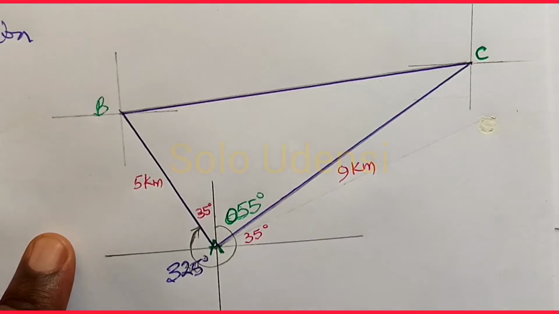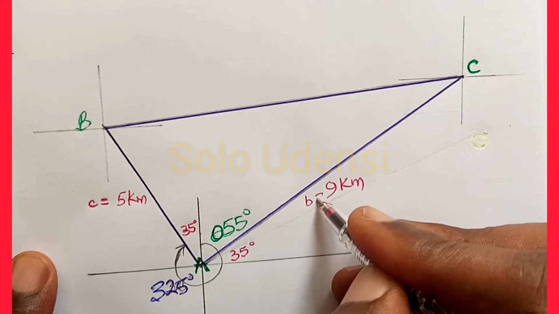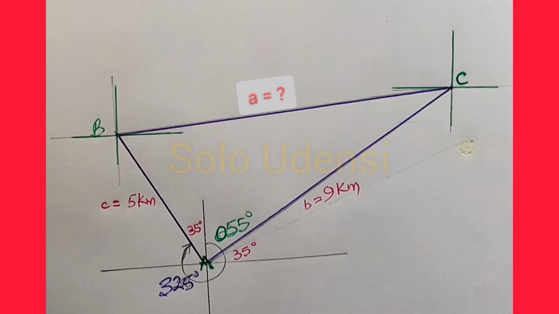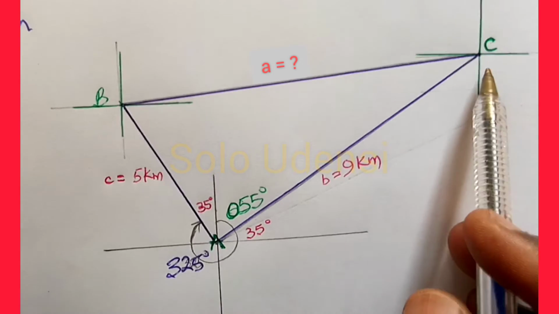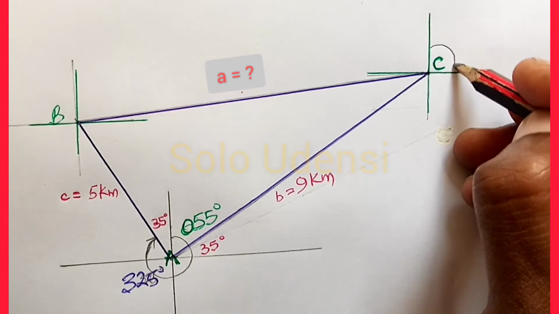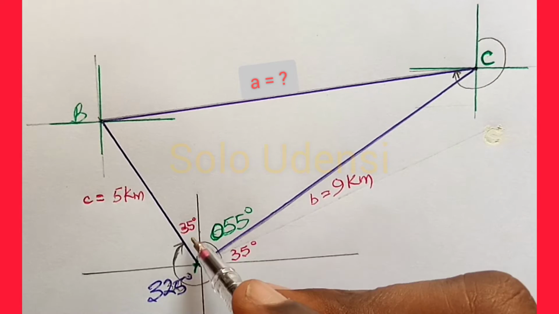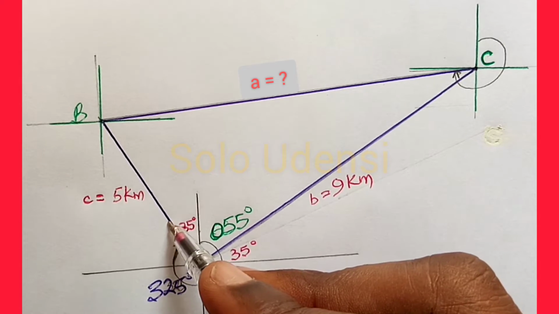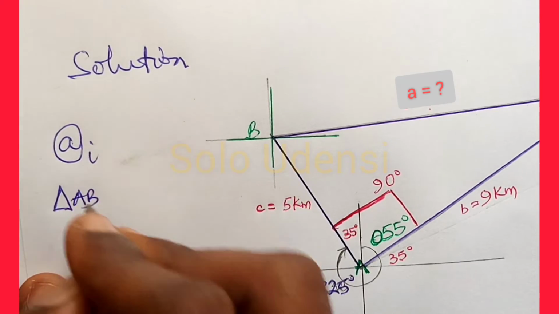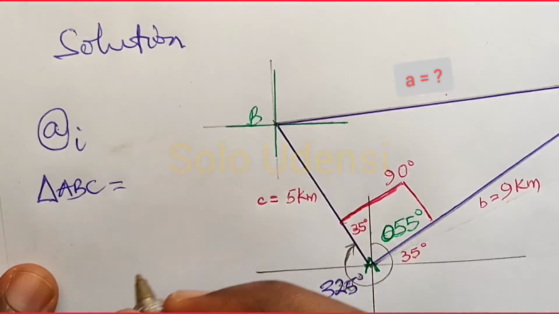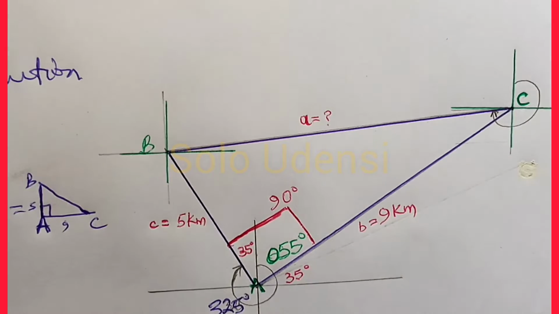So we don't know here. We can call here small c and here B is equal to 9 km. So A, the bearing of B from C, is this from here to here. These two angles, this plus this, 35 plus this is 90 degrees. So I, triangle ABC is a right angle triangle. We want to find this angle.